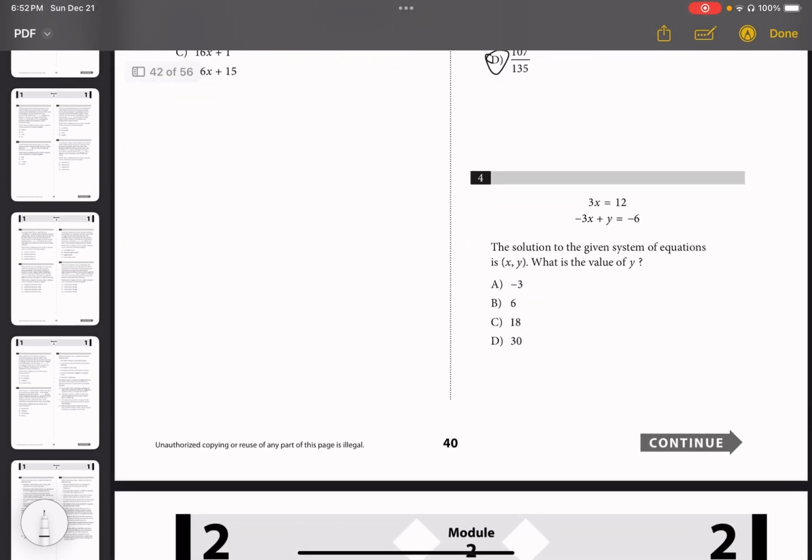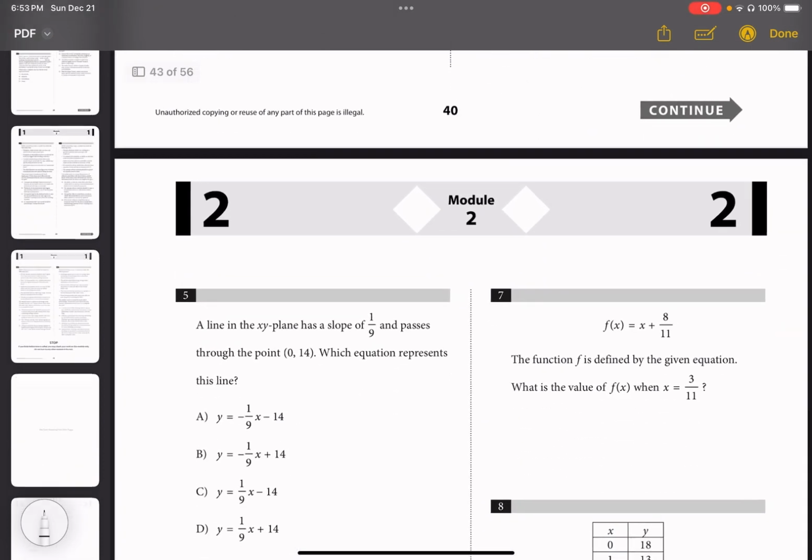Question 4, the solution to the given system of equations is x comma y. What is the value of y? For this equation, all we're going to do is add them, and these cancel out, and we get y is equal to 12 plus negative 6, which is 6. So y is equal to 6.